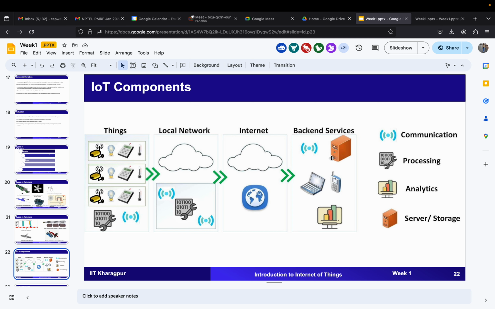Then the backend services. Apart from sensing and actuation, you need some other services also, like communication between different devices. Then you have to perform some analytics also, or you have to store the data which is sensed by the sensor. So these are the backend services.